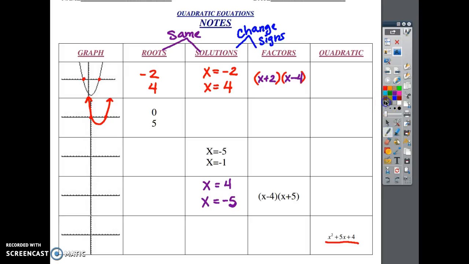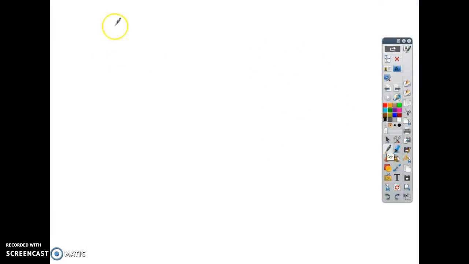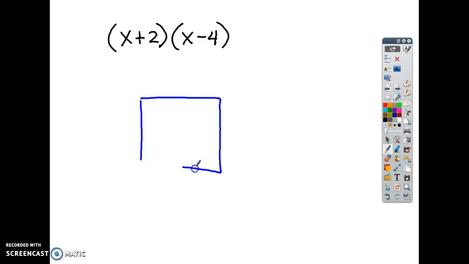How do I go from factors to quadratic? You would do the box method. So you have x plus 2, x minus 4. And you have the whole bottom of the worksheet to show your work. You draw the box. And on the sides you put x plus 2 and x minus 4. And you start multiplying inside.